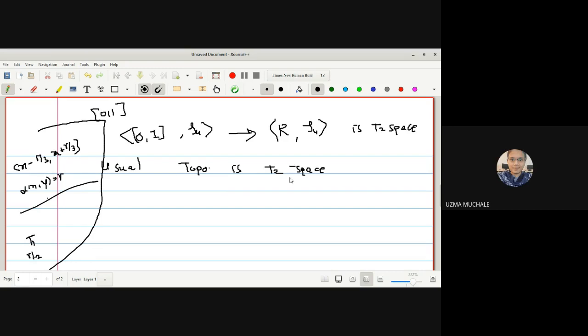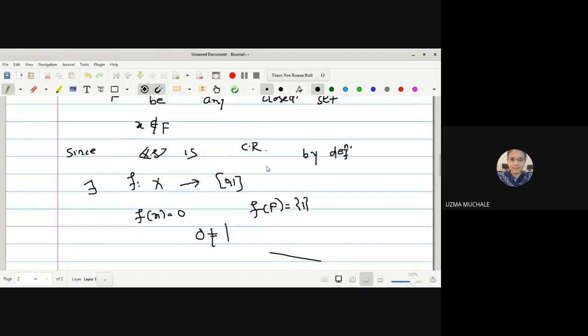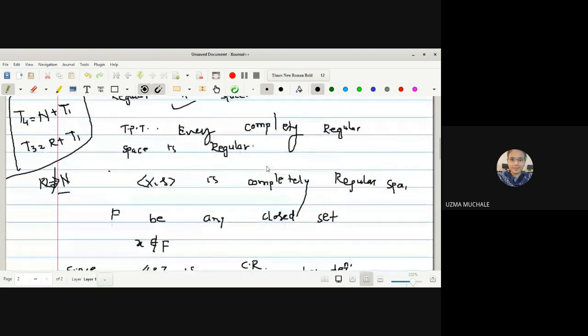Usual topology is a T2 space, given to us. So f is a mapping which is given to us. We have considered that the usual topology is a T2 space. Okay. So what is actually our aim to find out? Our aim is to show that, what is our aim to prove? We have to prove that it is a regular space.